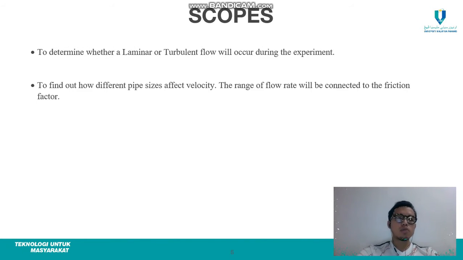And for the scope, it is to determine whether a laminar or turbulent flow will occur during the experiment, and to find out how different pipe sizes affect velocity. The range of flow rate will be connected to the friction factor.